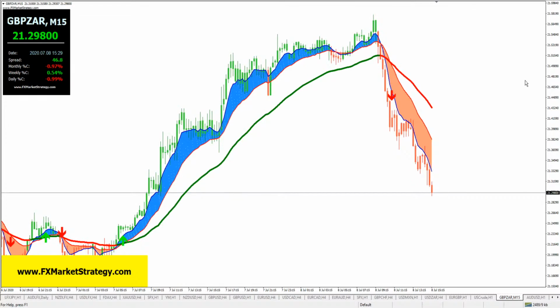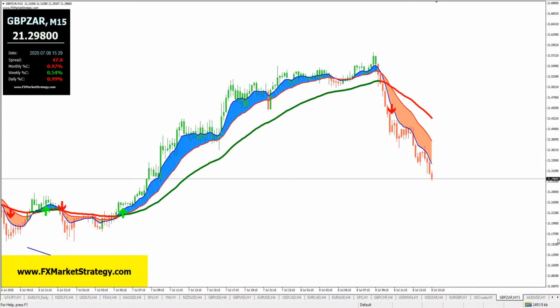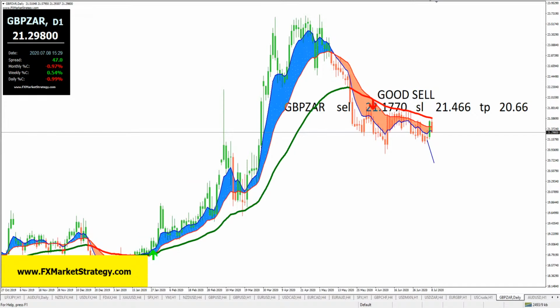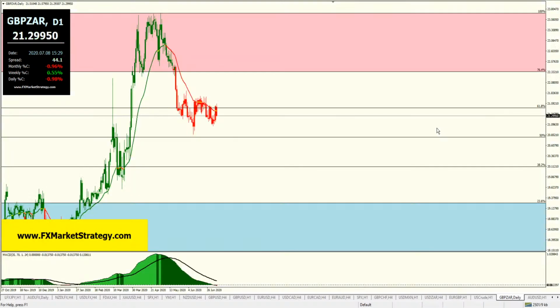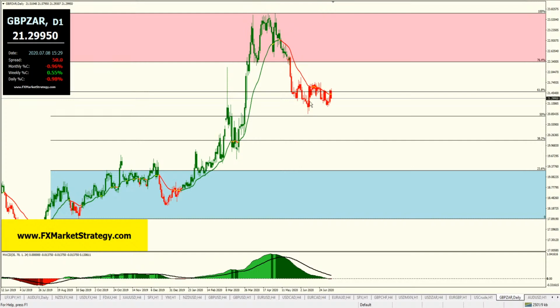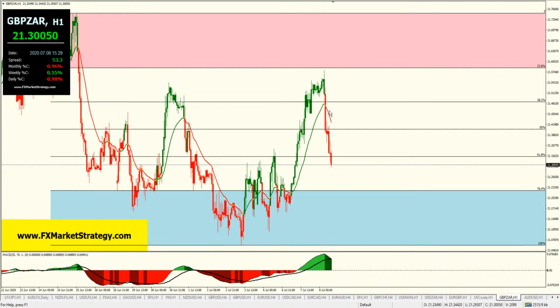Pound ZAR, guys, is a good sell. So if you look at the daily, that's a good sell, guys. For me, it's a good sell. Okay, I'm still below the 76 here. So that's a good sell. It has been coming down for the last 3 hours.